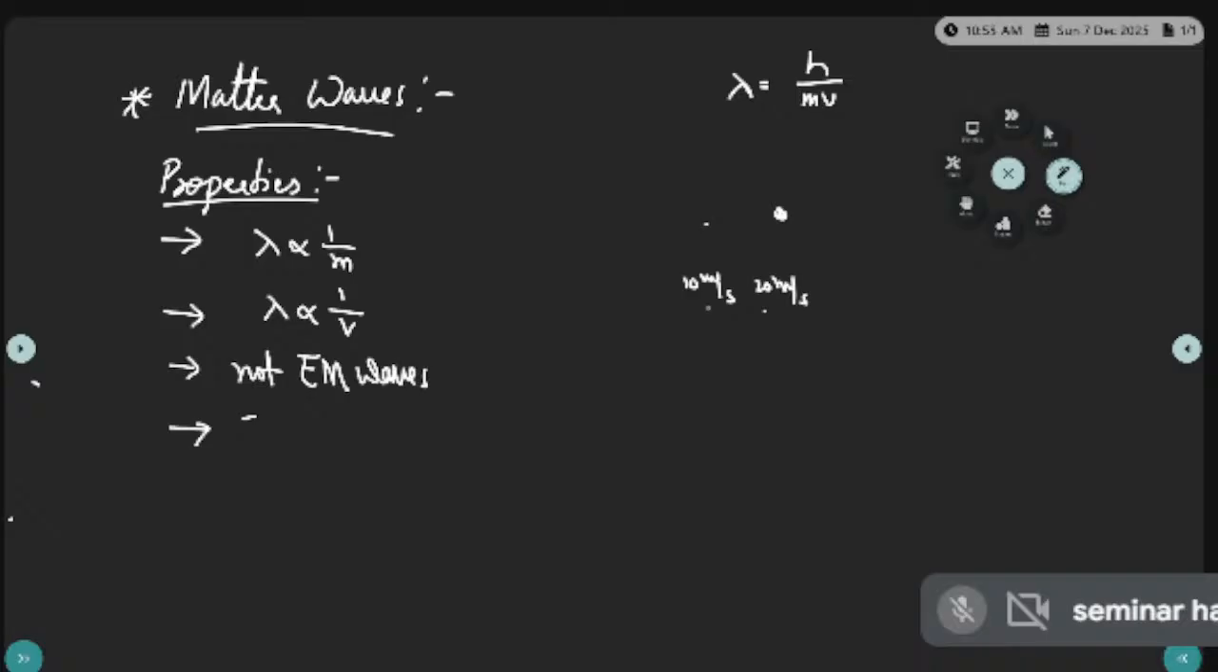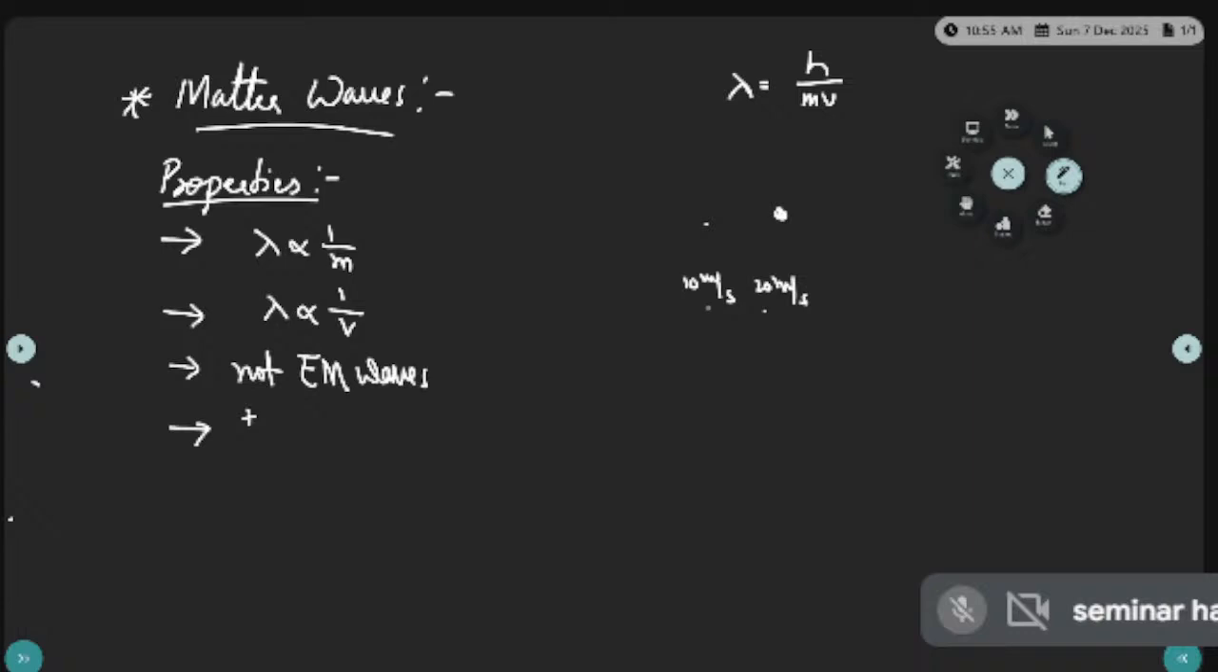No single phenomenon will exhibit both particle nature and wave nature simultaneously.